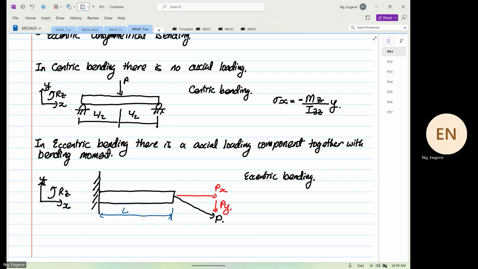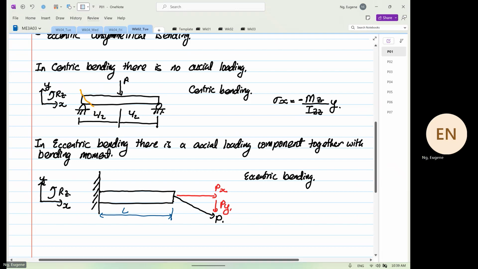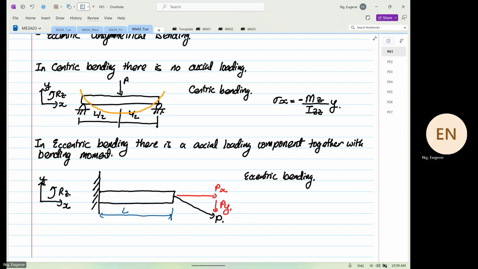Watch this. I'm going to draw the deformation pattern. Okay, so based on the centric bending, is the deformation pattern smiling face or sad face? The one on top, centric bending. Smiling face. How will the moment look like? It will look like this, yes or no? This is how the moment will look like.